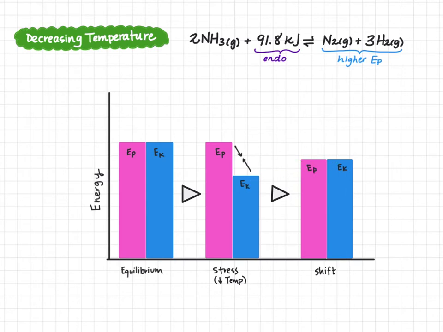This can be explained because we remove energy. Our products will react to replace the energy that was removed. So energy is removed and products react to form more energy. This would be a shift left toward the reactants.